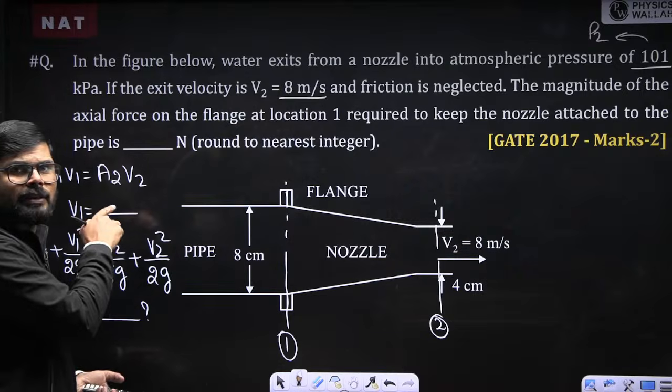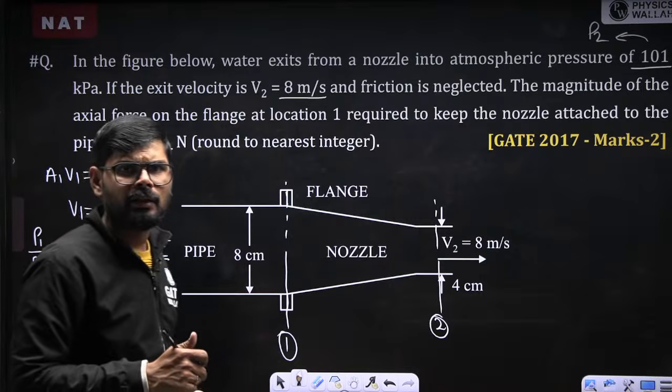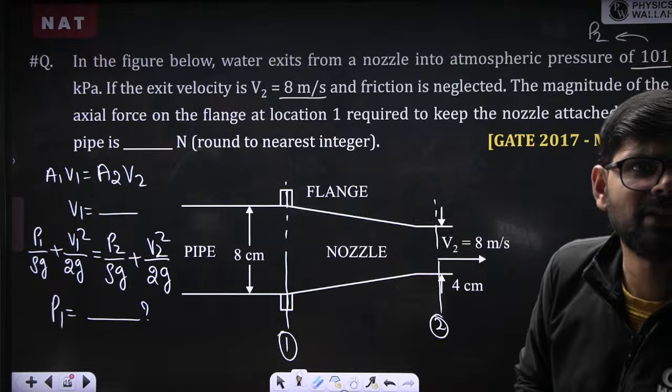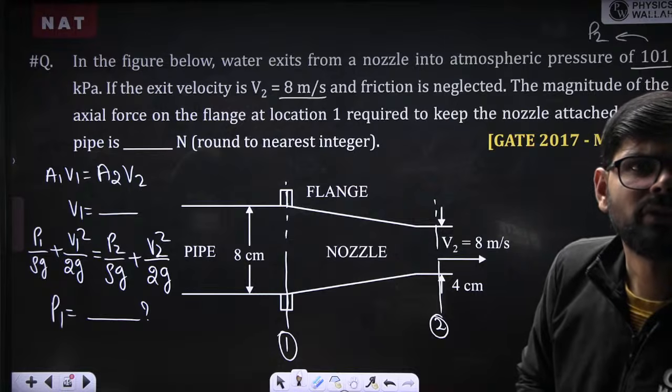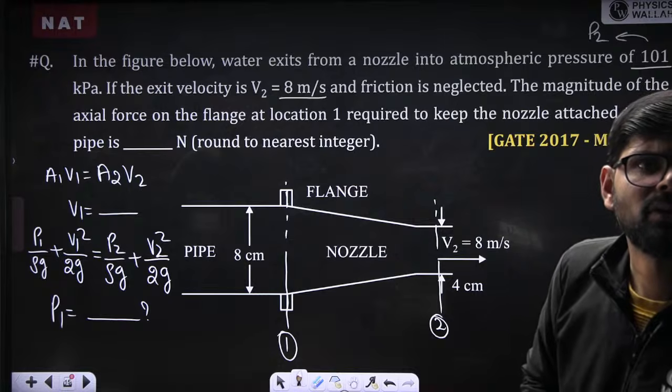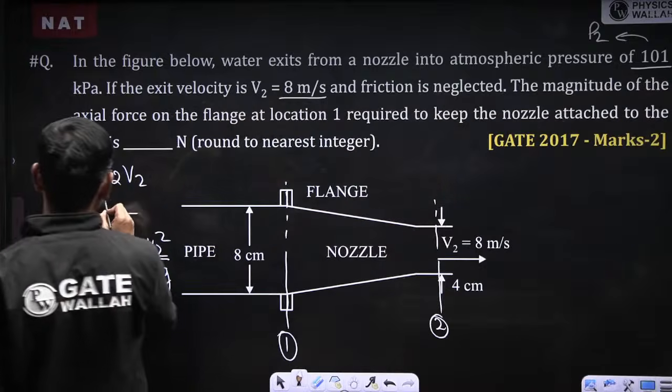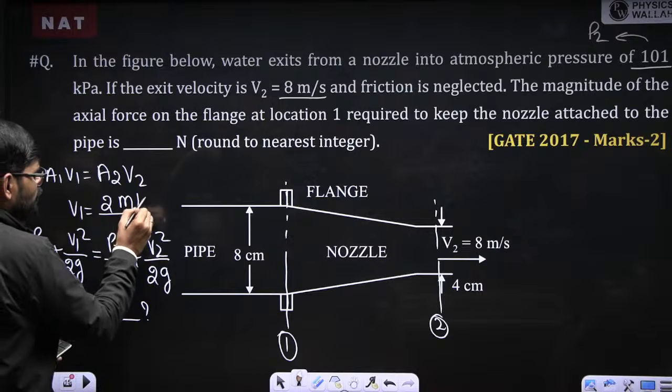Here 2 meter per second will come. Sir, if I purchase the GATE DA 2027 test series, will I get access to the tests already held? Yes, you will get access. 2 meter per second, I hope so, right?